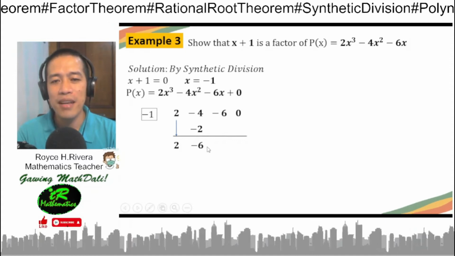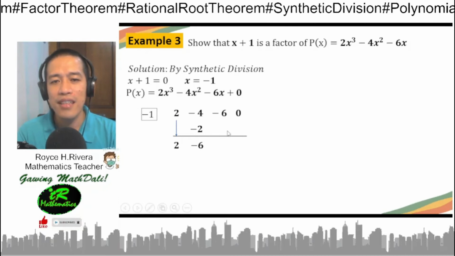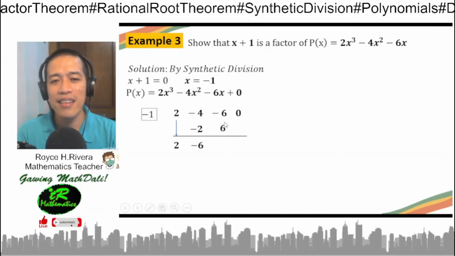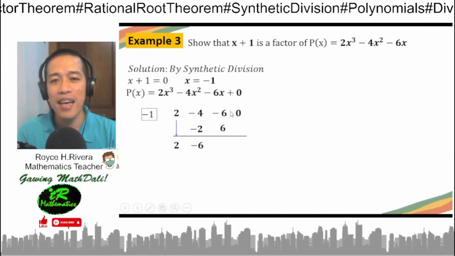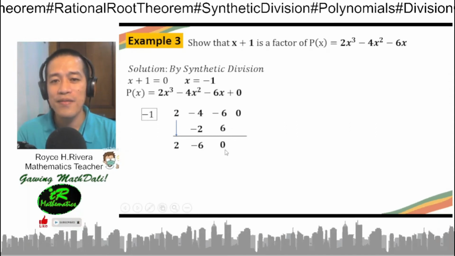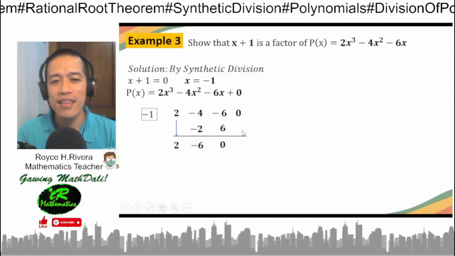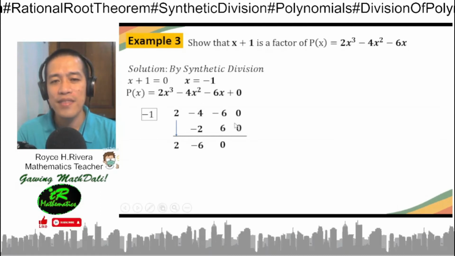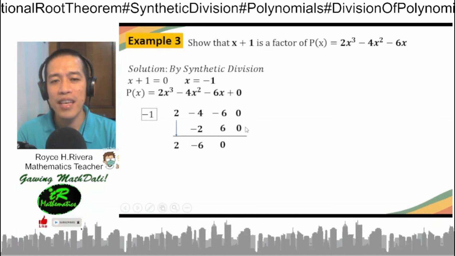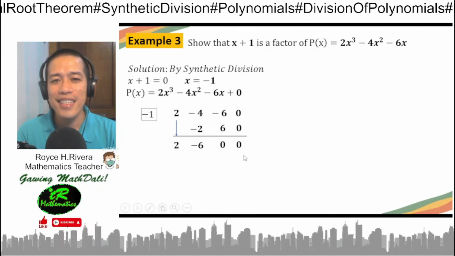Then we repeat the process, multiplying negative 6 by negative 1. The answer is 6. We place it under the third coefficient. Then we add negative 6 plus 6, which is 0. Then, multiply again 0 by -1, and we will get 0. We place it under the constant term, and we get the sum. And the sum is 0.